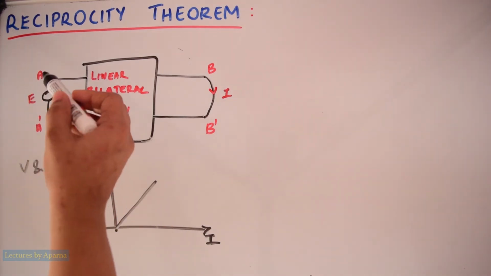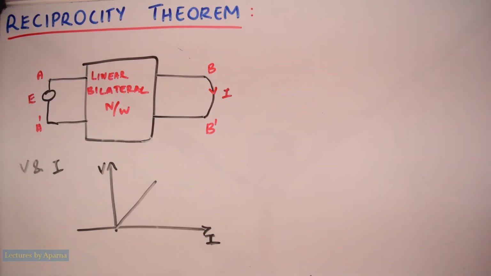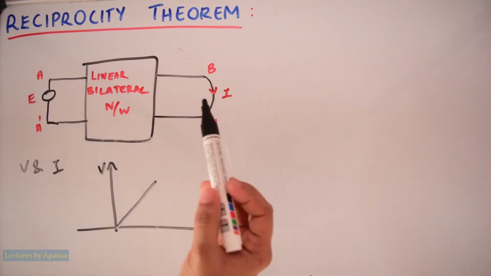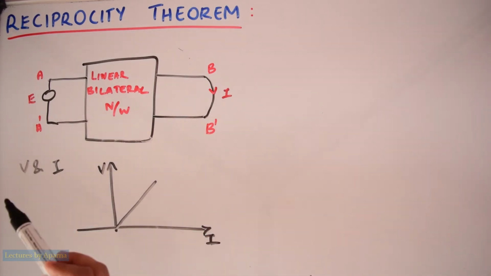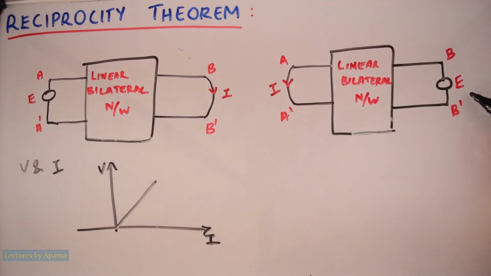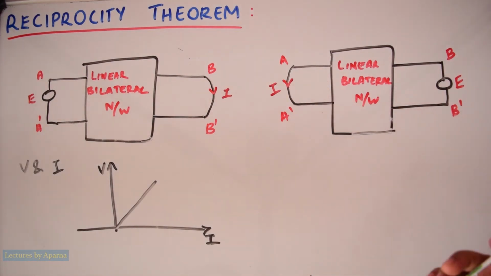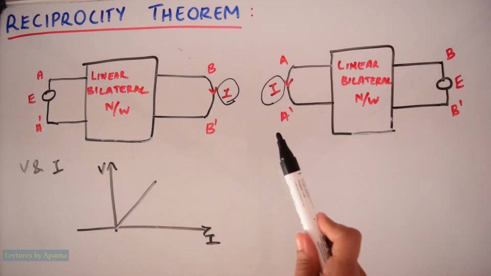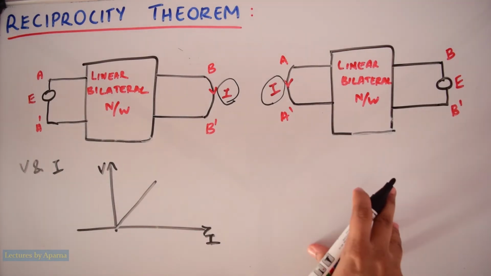So here A dash denotes the input terminals and B dash denotes the output terminals. An EMF E is applied at A dash. This will produce a current I in branch B dash. Now if we interchange the position of the source and the response, it will be like this. So here the EMF is in branch B dash and it produces a current I in branch A dash. So the reciprocity theorem says that this current I in both these cases will be the same if we interchange it. So now let us verify this theorem.